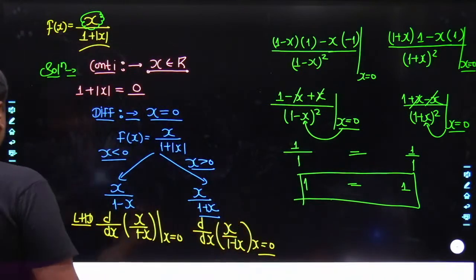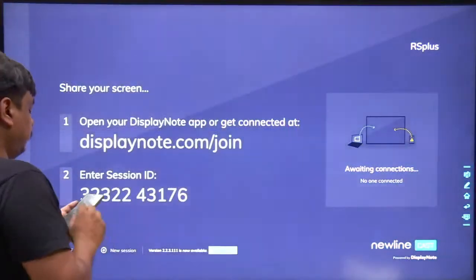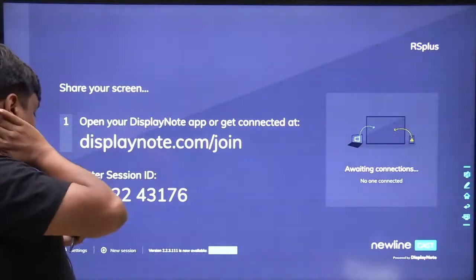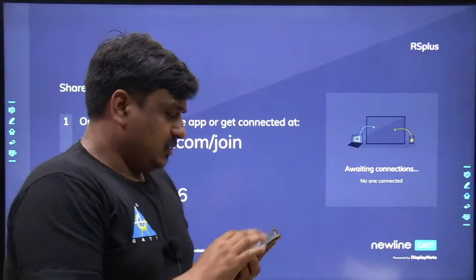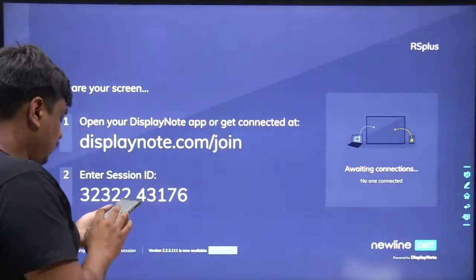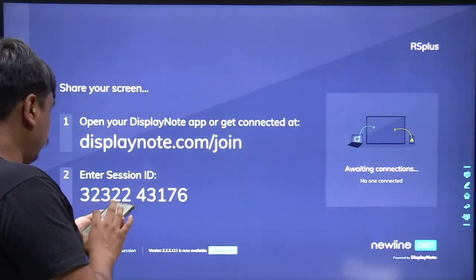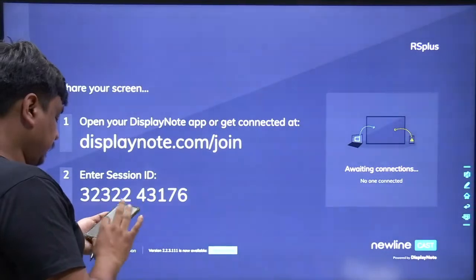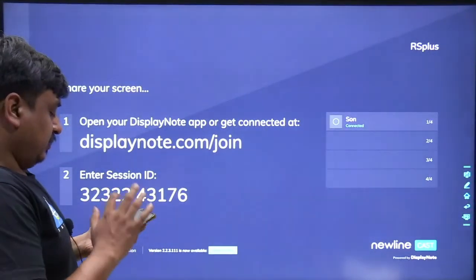Such a beautiful curve it's going to be. Again, I need to go back. Screen sharing has to be done once again. That's the problem with this. It is getting disconnected again and again, but I don't find that it is taking much time to reconnect. Let me connect it. Let me present my screen.